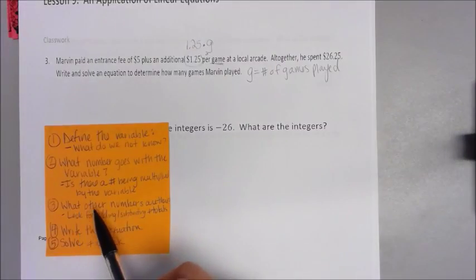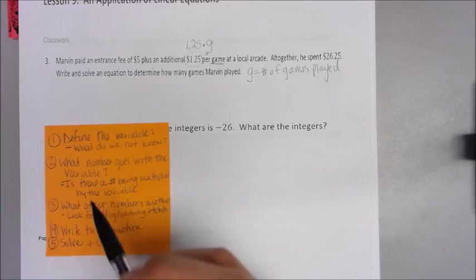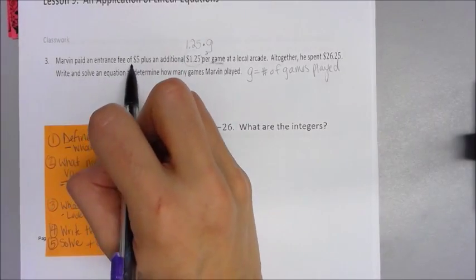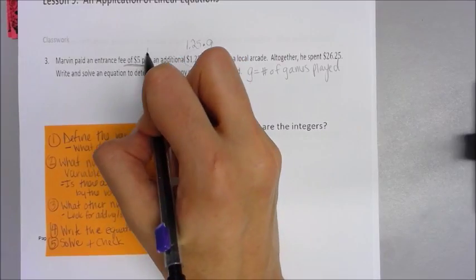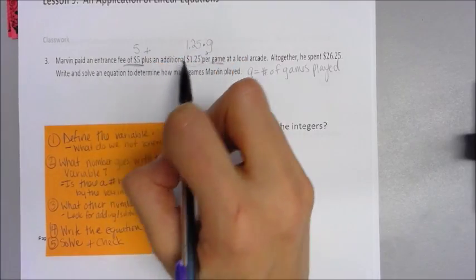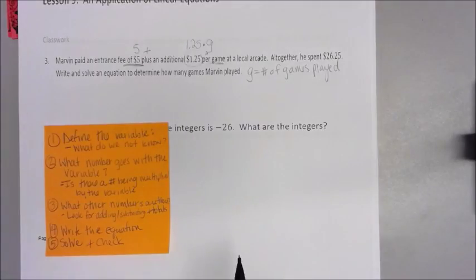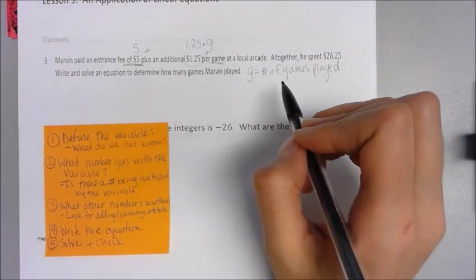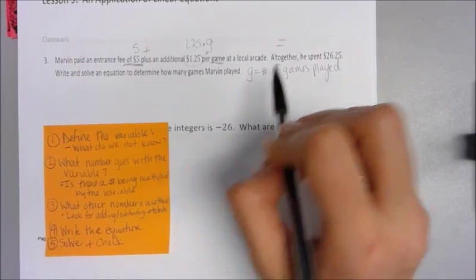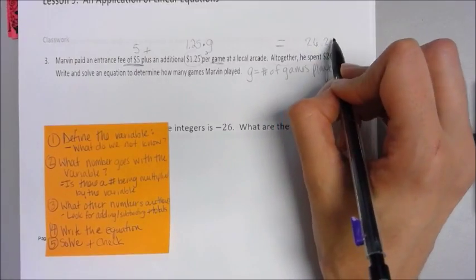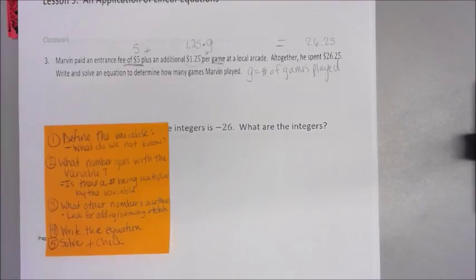Step 3, what other numbers are there in the problem? Well, if I read through, there's an entrance fee of $5 plus, that's a keyword, so I know I'm going to need $5 plus this $1.25 per game. I also need to look at any totals. We know altogether means total, so altogether is what it equals. He spent $26.25. So that's all of the numbers and all the keywords that we have in there. So step 4, we need to write the equation.